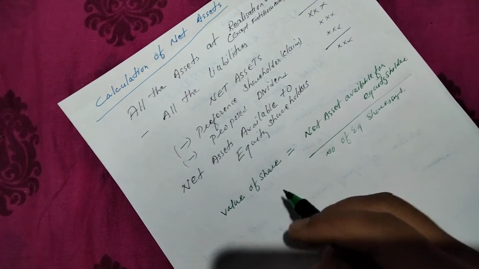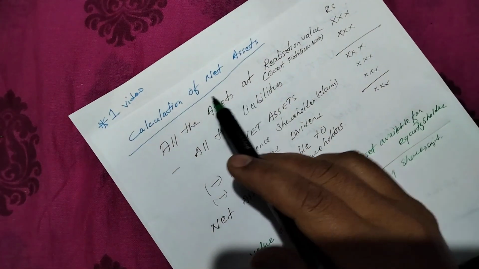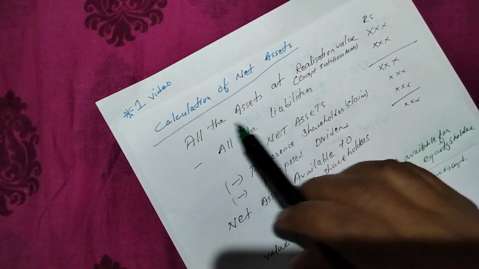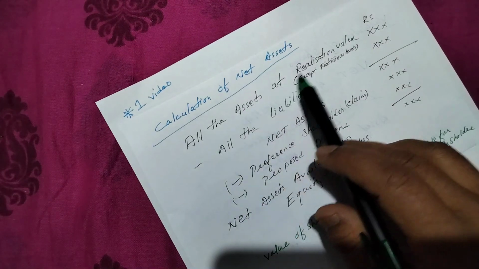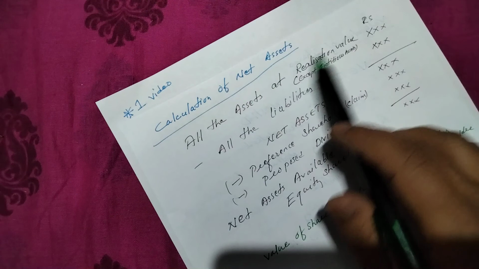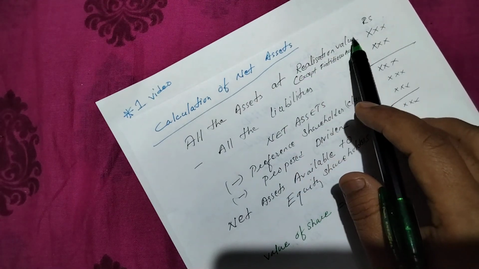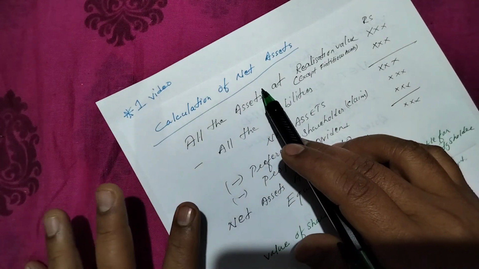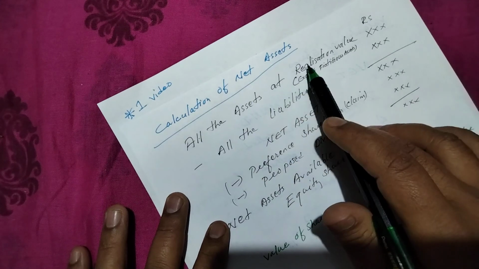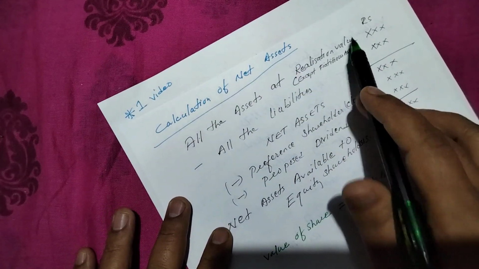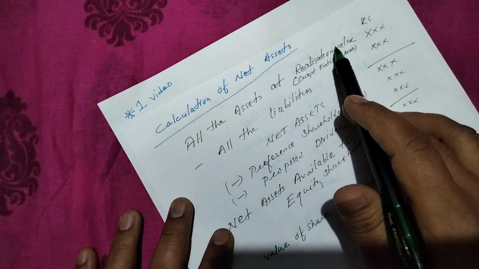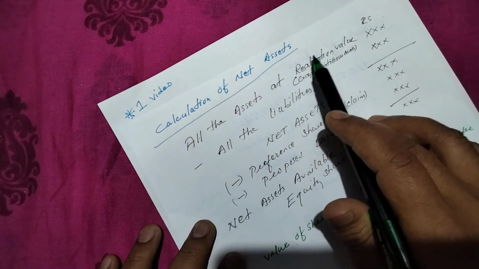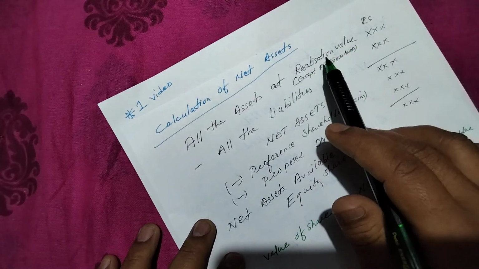Then look, how do you find the net asset available for equity shareholders? This is the formula. First you have to write all the assets at realization value. All the assets at realization value means market value, not book value. So you have to see the balance sheet and write all the assets at realization value, market value. If both values are given, like the book value is also given and the market value is also given, then you have to write the market value of that particular asset.